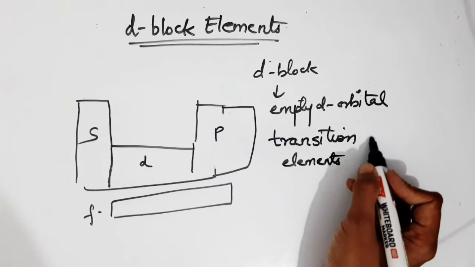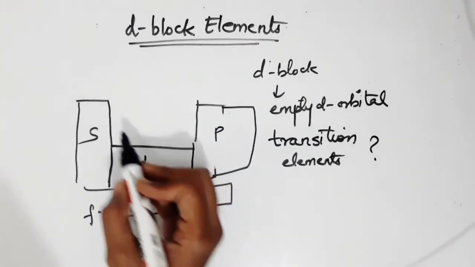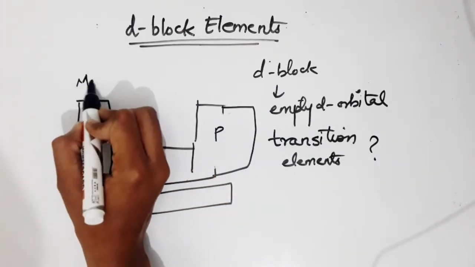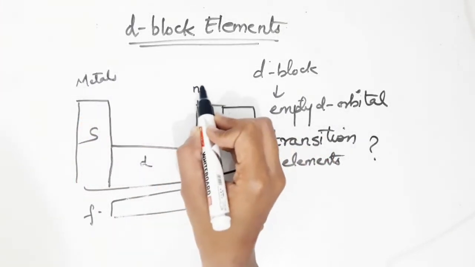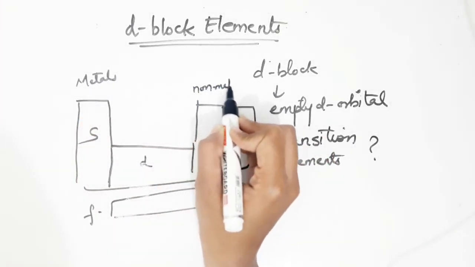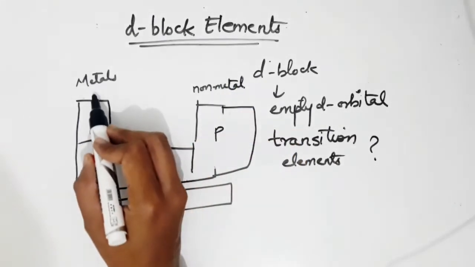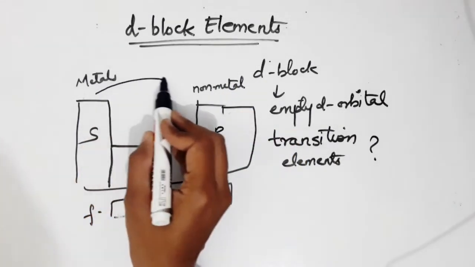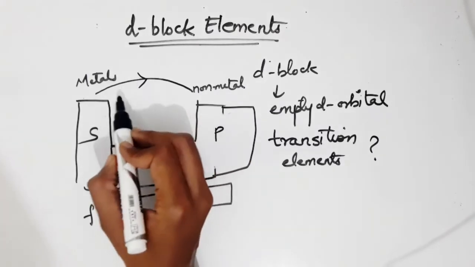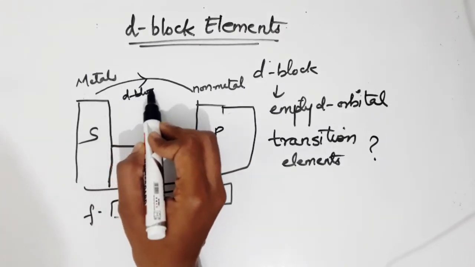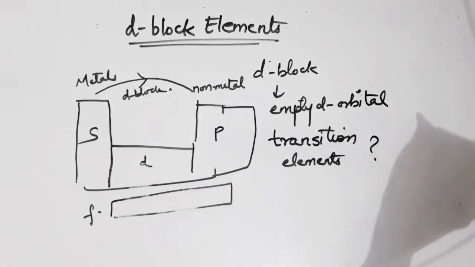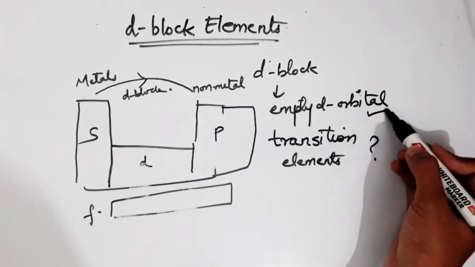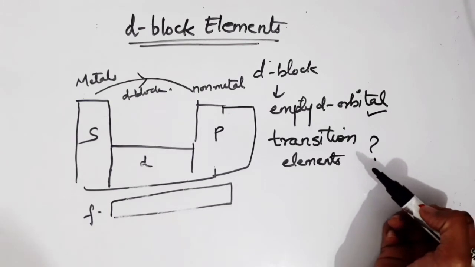Now why are they named so? The reason is that S block elements generally consist of metals. The P block elements are non-metals. The transition of character of elements from metals to non-metals follows D block and therefore they are known as transition elements.